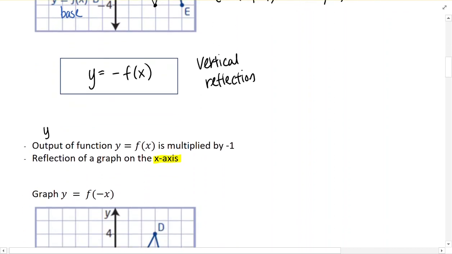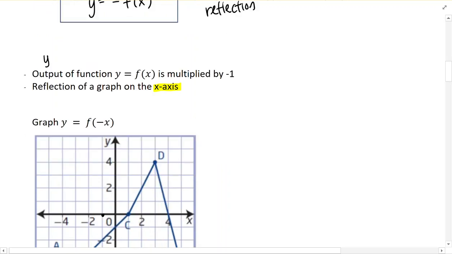One thing that I've noticed before is that students confuse or associate the x-axis with being horizontal, which it is. The x-axis does point out the horizontal points. However, if you're reflecting on the x-axis, it is a vertical reflection, not a horizontal reflection. So just make sure you clear your mind on that.